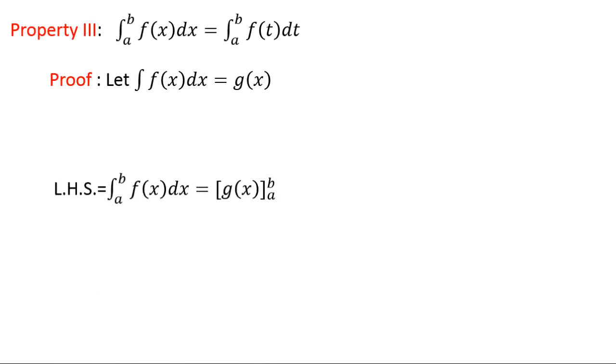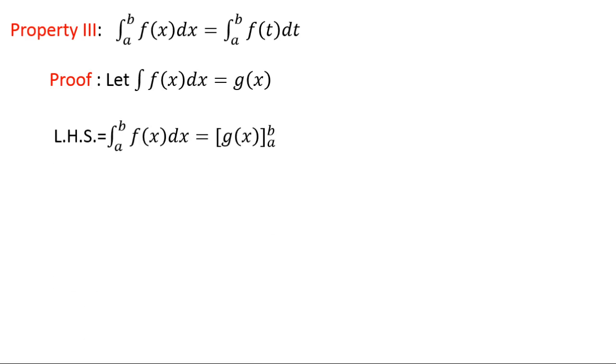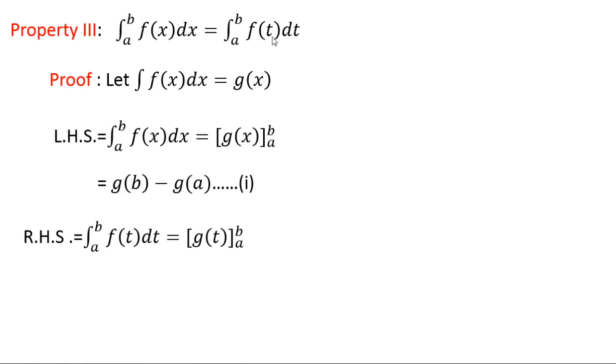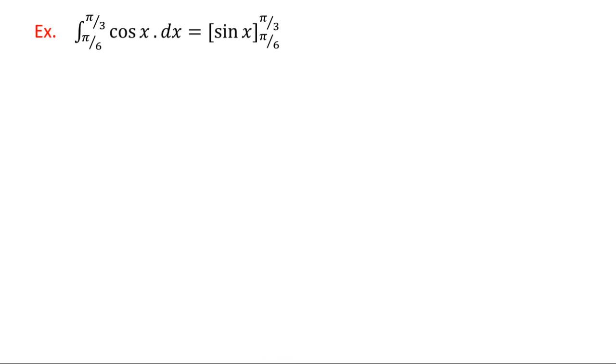Let integration of f of x be g of x. So definite integration of f of x between limits a to b is g of x between limits a to b, that is equal to g of b minus g of a. Now I will evaluate this right hand side integral. Right hand side integral is f of t between limits a to b. Integration of f of t is g of t, and therefore its value is also g of b minus g of a. So value of the left hand side is g of b minus g of a. Value of right hand side is also g of b minus g of a. Therefore these two integrals are same.